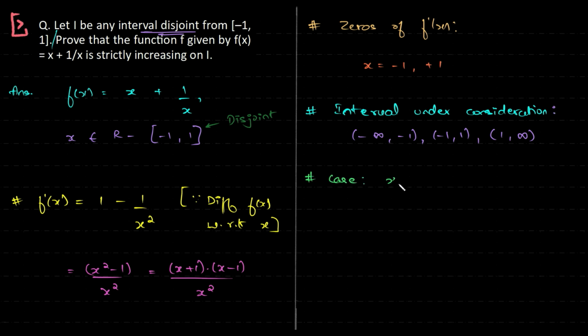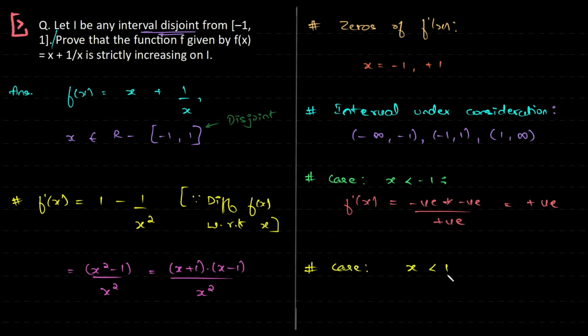Now, case where x is less than -1. So what happens? F prime of x will be equal to, I think I want to maintain a disciplined manner. So this is clearly negative into negative divided by positive. So which is clearly positive, as the question tells.